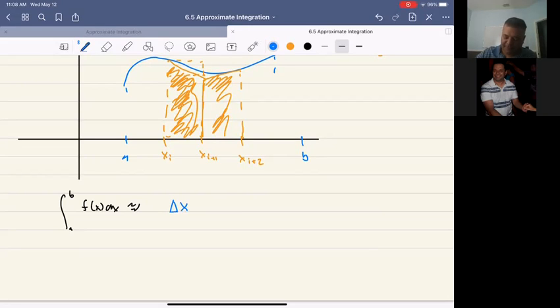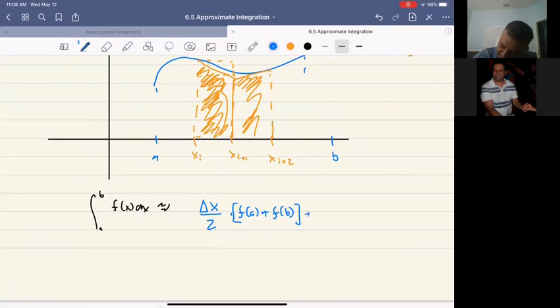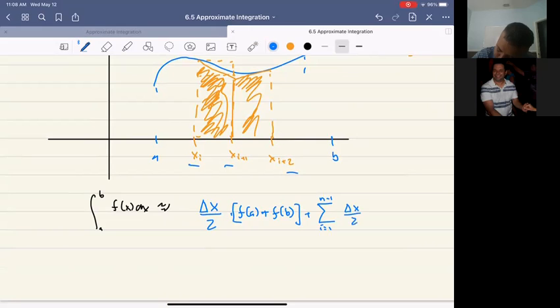So we're going to have delta x over 2 times f of a plus f of b, because we're counting these two once. The 1/2 comes from the averaging, plus the sum, i goes from 1 to n minus 1, because we're not going all the way to the end, and then all the other ones get counted twice. We just use the endpoints. All right, so that's the trapezoidal rule.